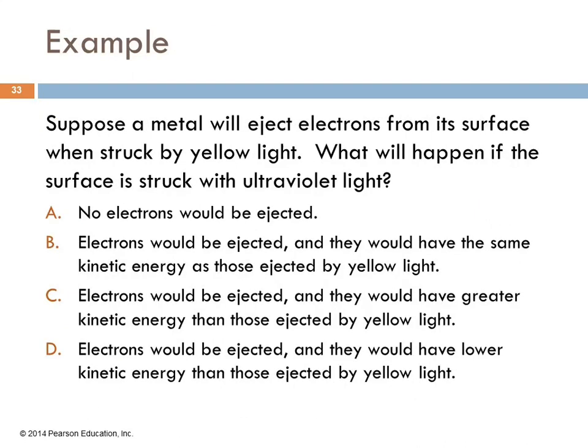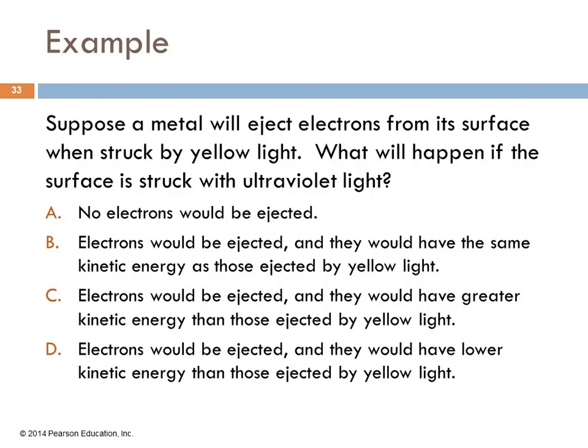So let's think about a metal. It will eject electrons from its surface when struck by yellow light. What will happen if it's struck with ultraviolet light? So it can be hard to remember which of the colors is more energetic. I have no problem remembering Roy G. Biv, okay? But then which is more energetic, which is less energetic?